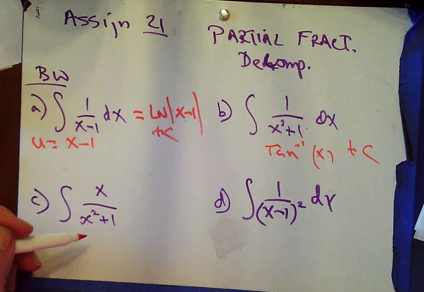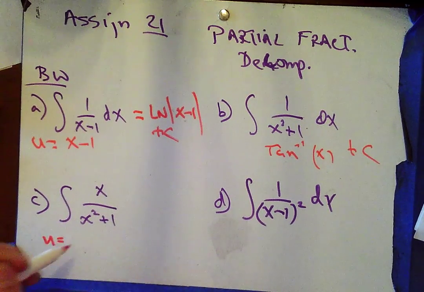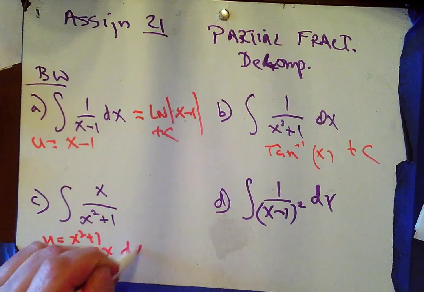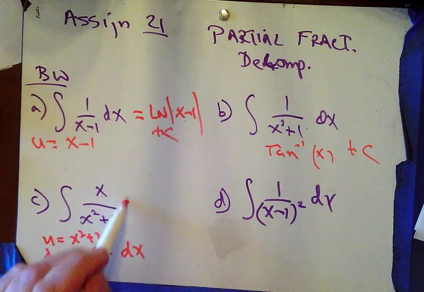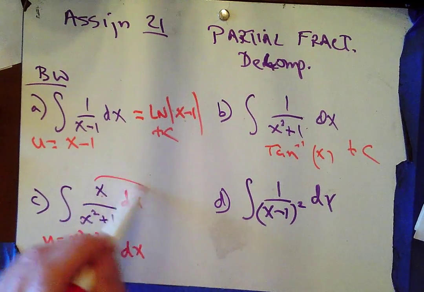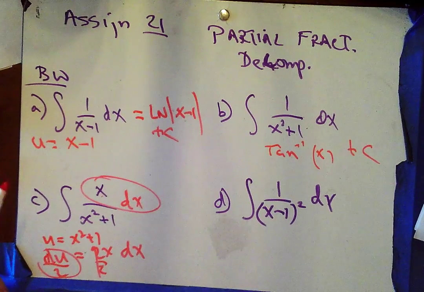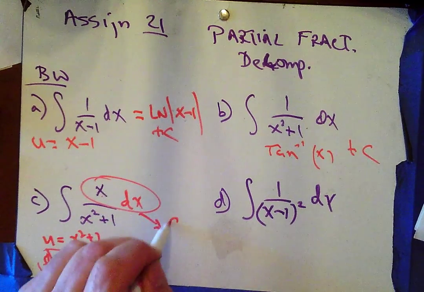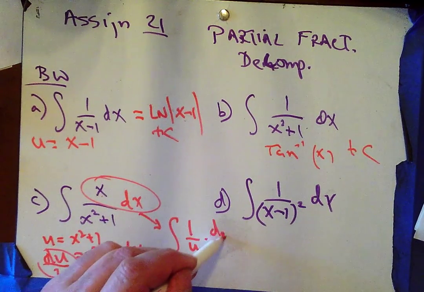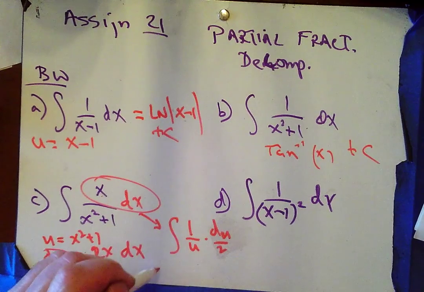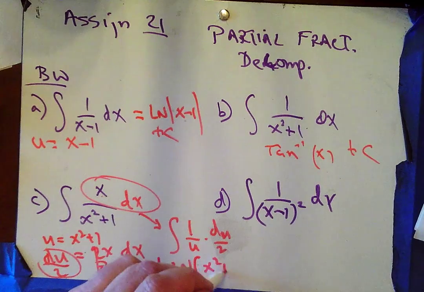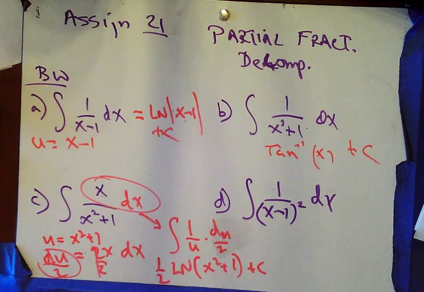Here, we have another u sub. This time our u is x squared plus 1. So our du will be 2x dx. Well, I see an x dx here, so I'm going to divide both sides by 2 and say that x dx can be replaced with du over 2. So this integral then becomes 1 over u times du over 2, which is going to be 1/2 ln of u, or 1/2 ln of x squared plus 1. Don't forget the plus c.